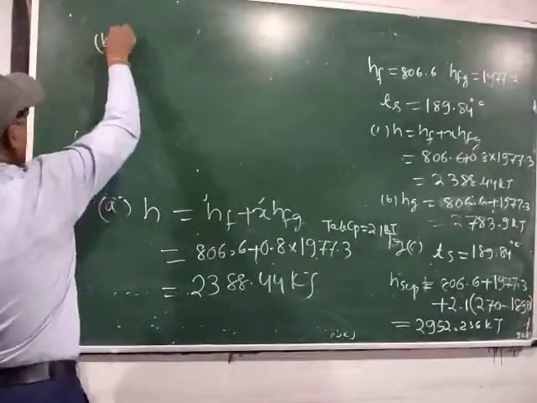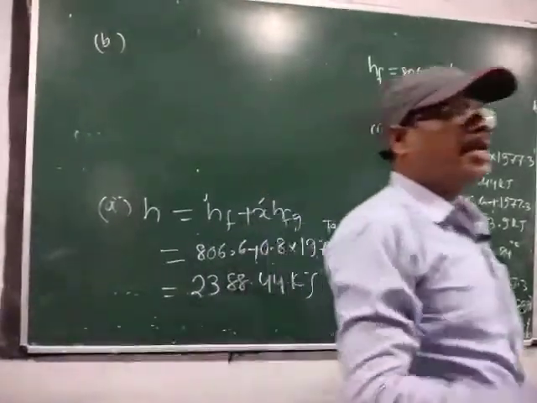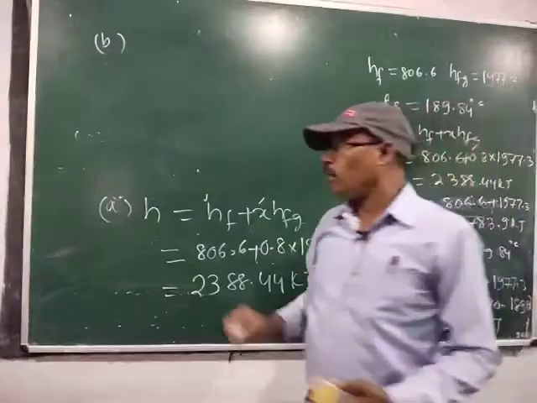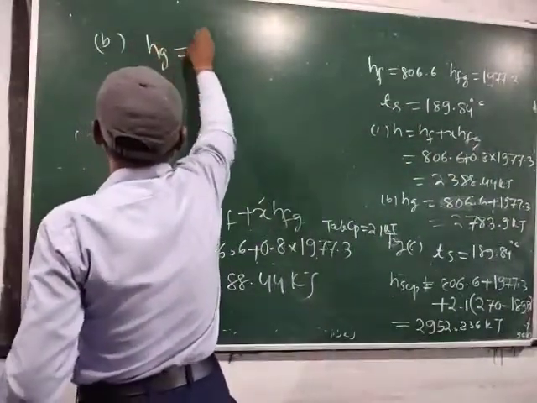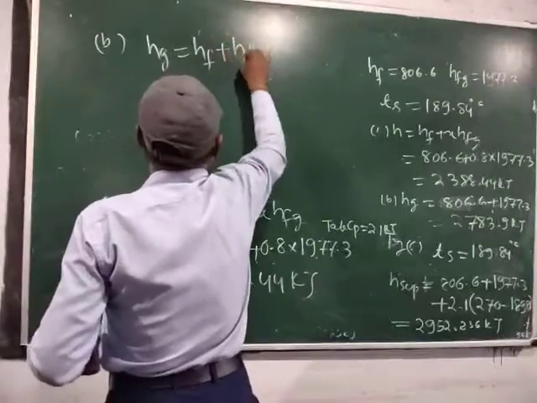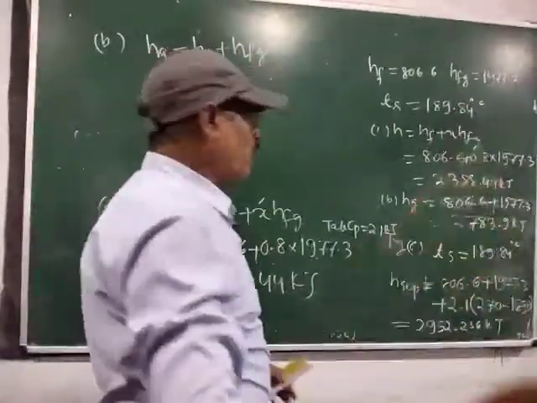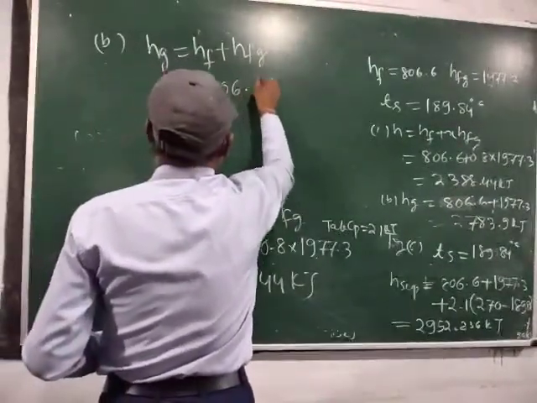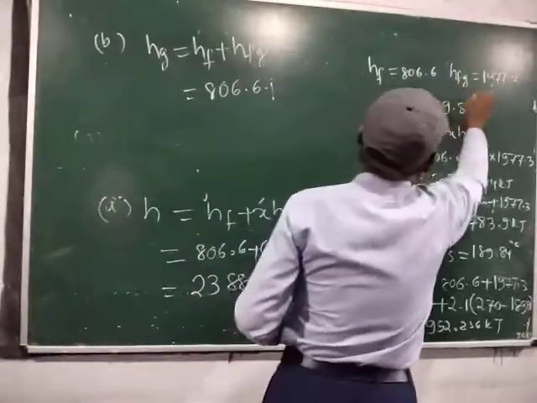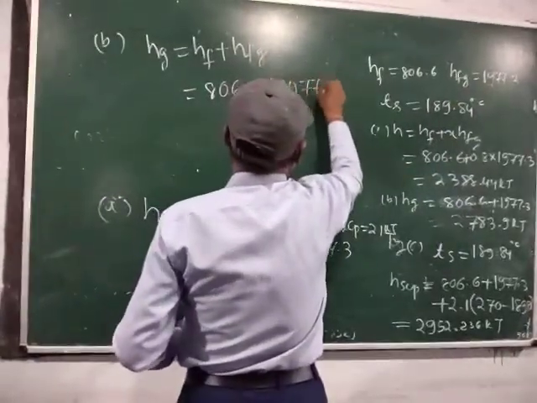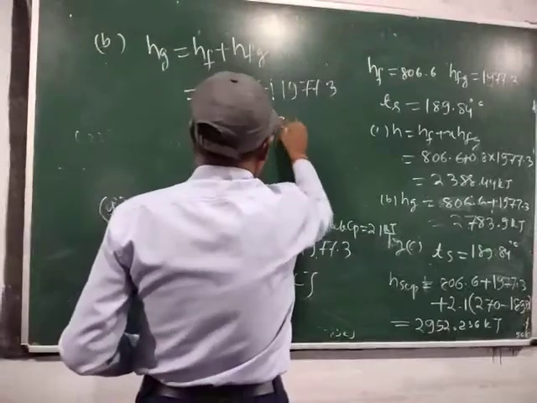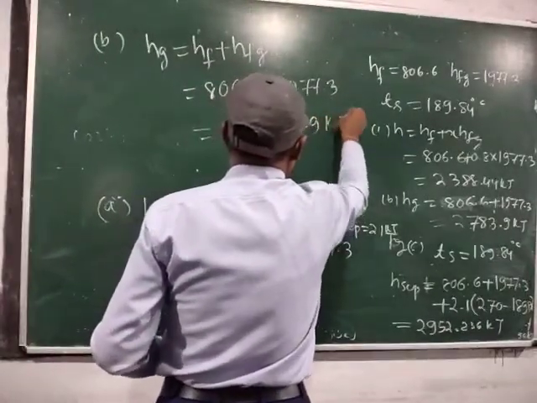Part B, when the steam is dry saturated, that means Hg is equal to Hf plus Hfg. Putting all the values, we have 806.6 plus 1977.3 is equal to 2783.9 kilojoule.